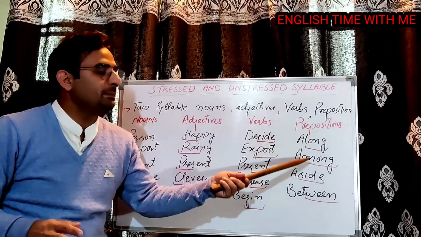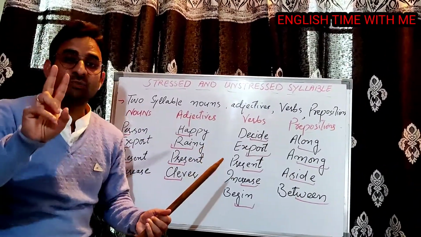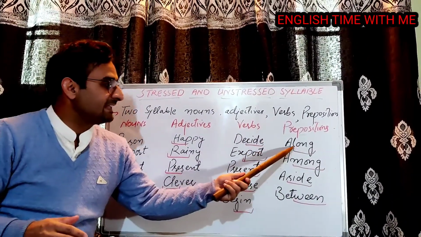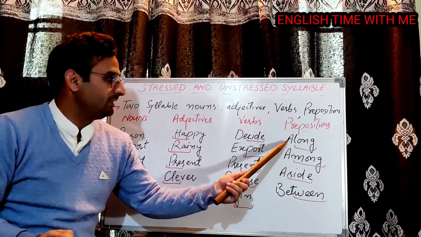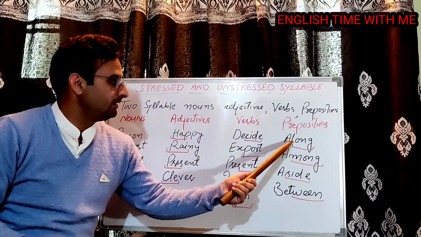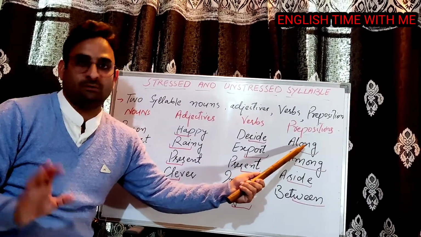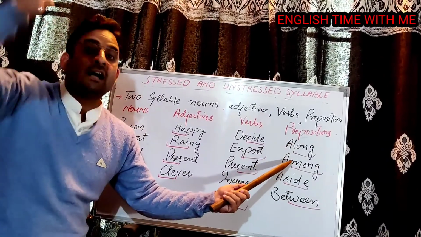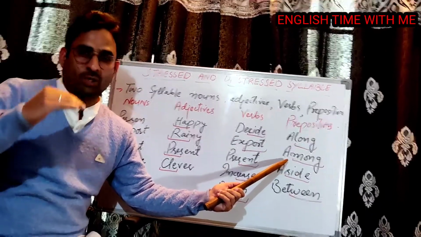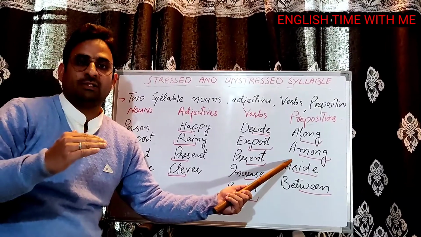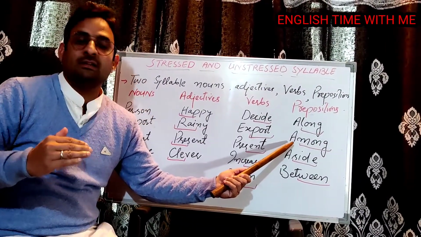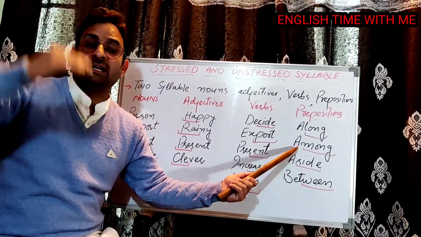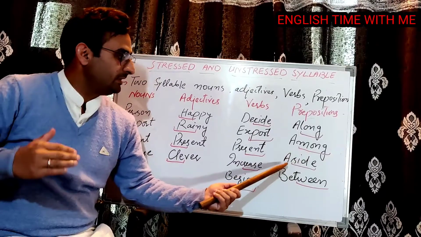Then we have prepositions, two syllable prepositions. Remember, we are discussing two syllable words. When you have two syllable prepositions, the second syllable is stressed. Here we have along. There are two syllables, a-long. Two vowels and two vowel sounds here. In case of among, a is a very short, unstressed syllable. It has to be shorter, faster, on a lower pitch. But mong has to be on a higher pitch because it is stressed.